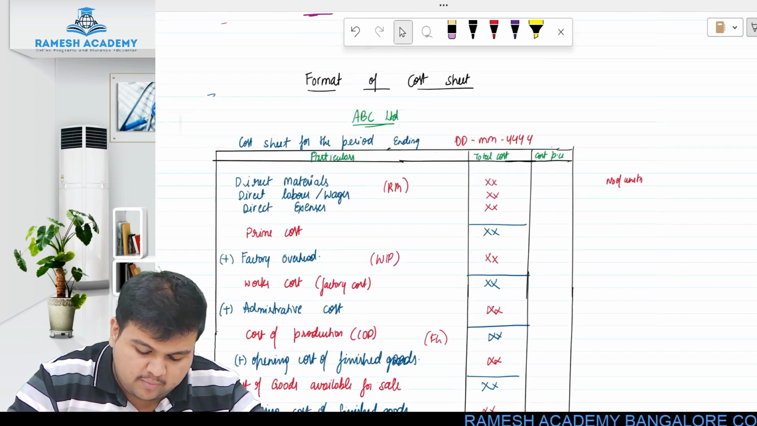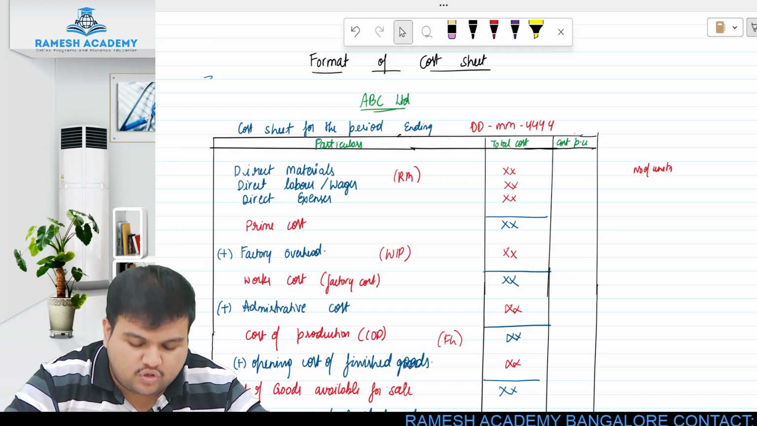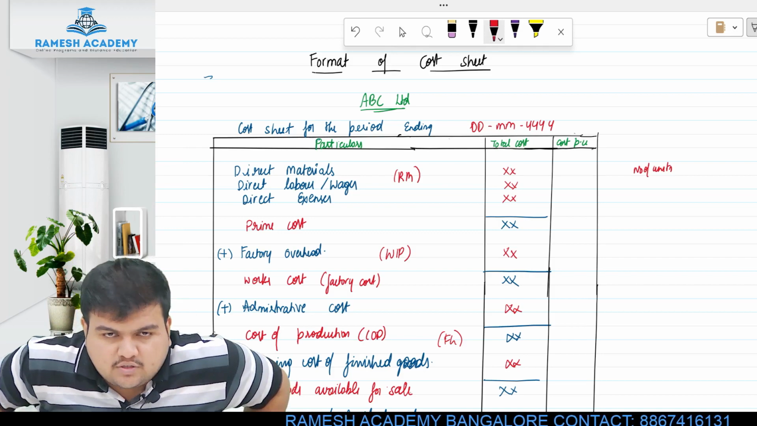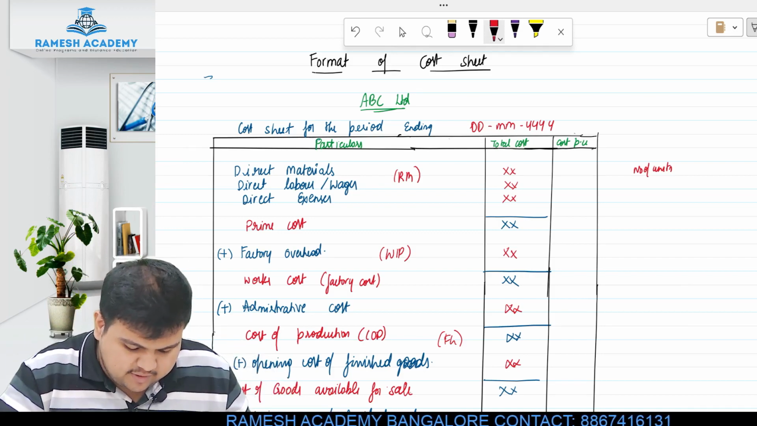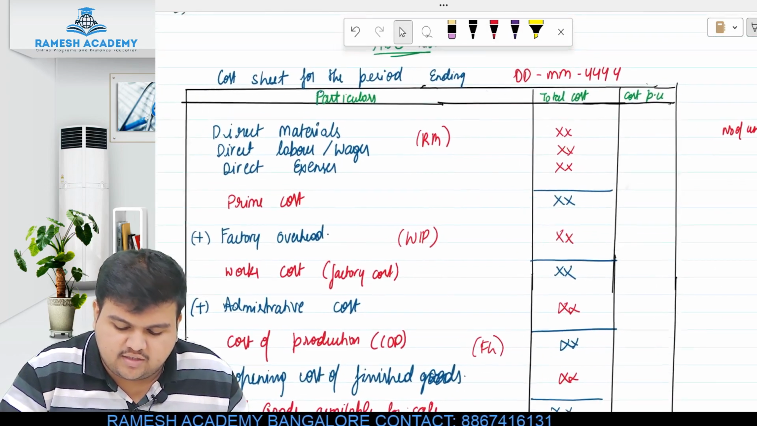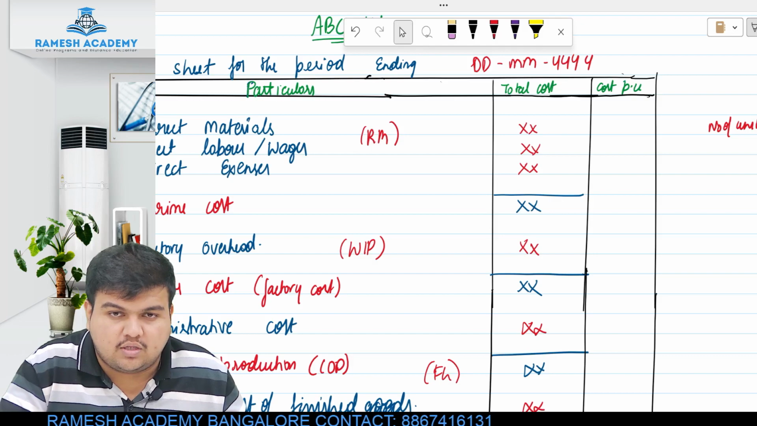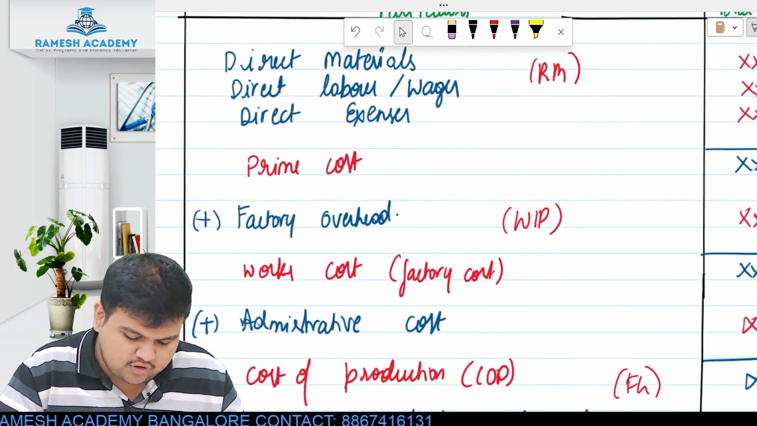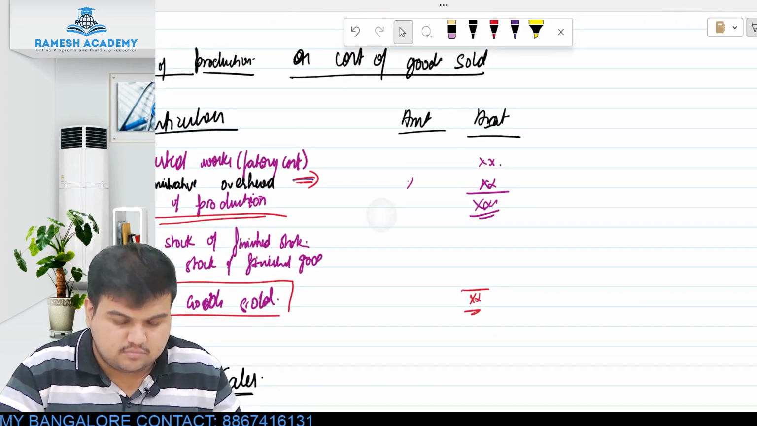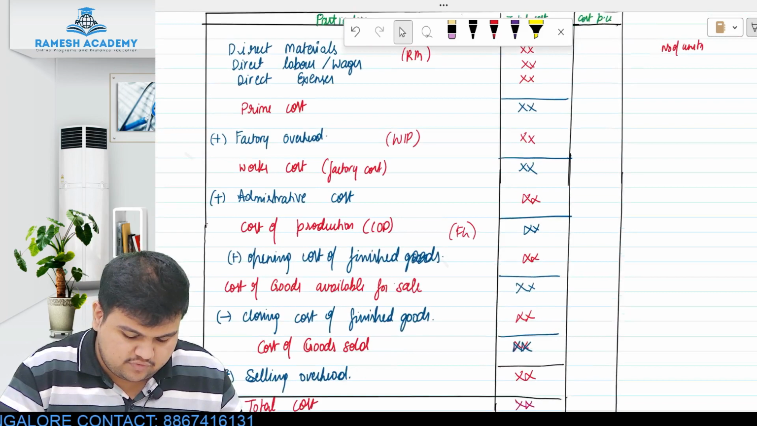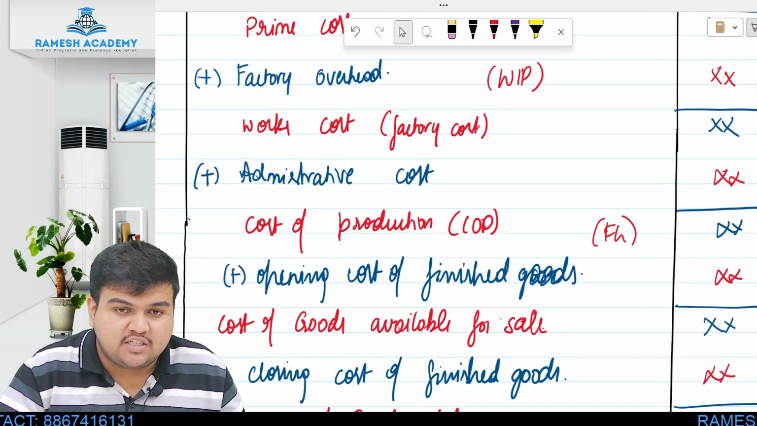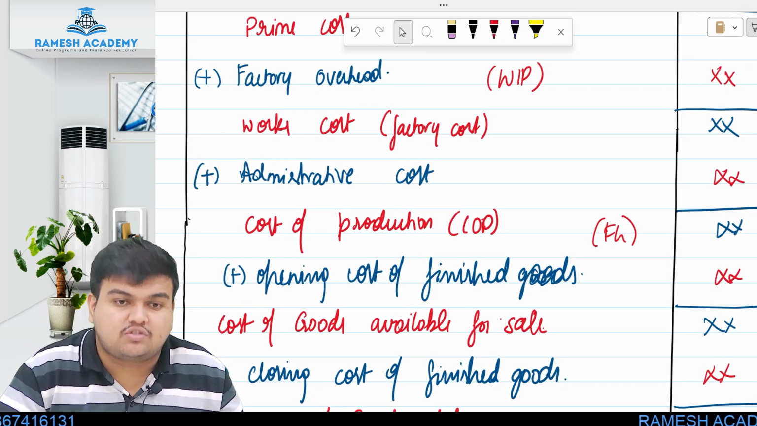A simple way to format a cost sheet: write the name of the company, cost sheet for the year or period ending date, like 31/3/2023. First is direct material, direct labor and direct expenses, and you get the prime cost. Then have cost per unit, another column, and the total cost that you incur. Prime cost, then factory overhead and WIP, work in progress. Adding factory overhead to the prime cost, you get works cost. Adding administrative cost to the works cost, you get cost of production.